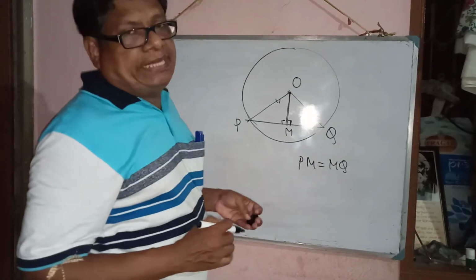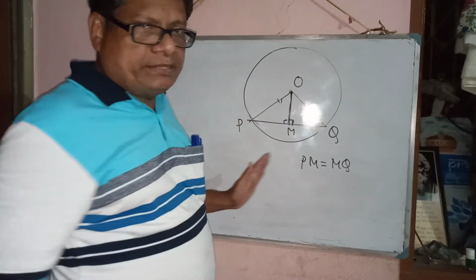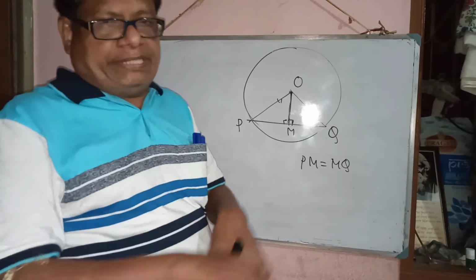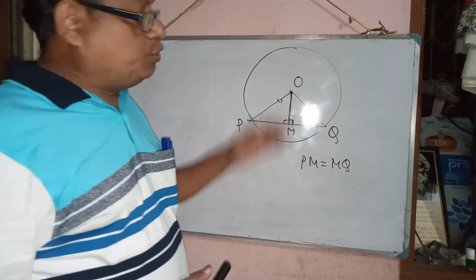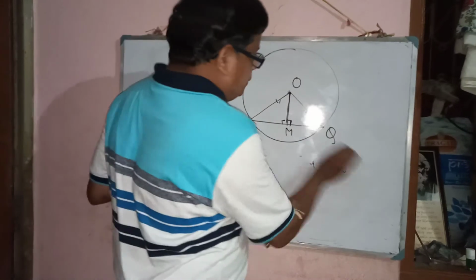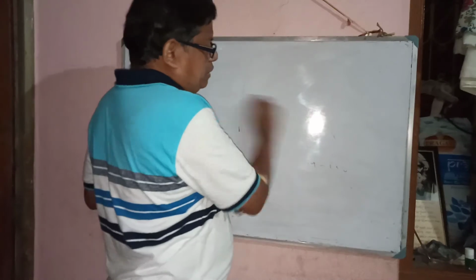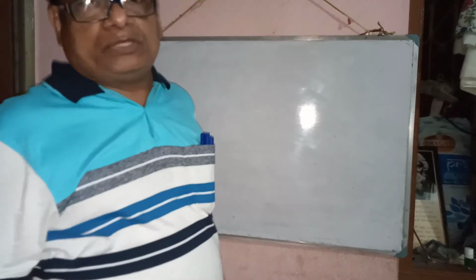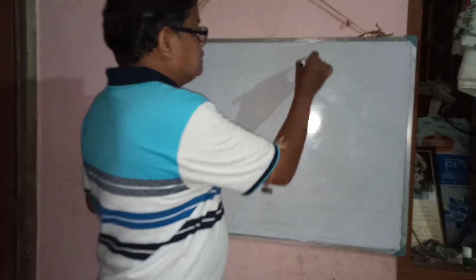A straight line which passes through the center and is perpendicular to the chord bisects it. And if a straight line passes through the center and bisects the chord, then it will still be perpendicular. Keep in mind, this is a very important theorem. And another theorem is there: two equal chords of the same circle are equidistant from the center.